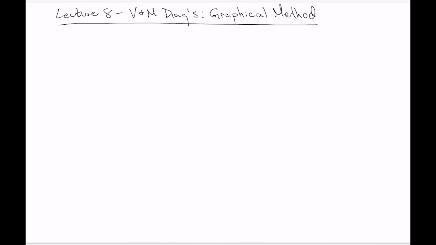Okay, so in the last lecture we learned how to draw shear and moment diagrams using the method of sections. The method of sections is good because it's very difficult to forget how to do it, since it's essentially just taking section cuts and applying equations of statics. But it is significantly slower than the graphical method.